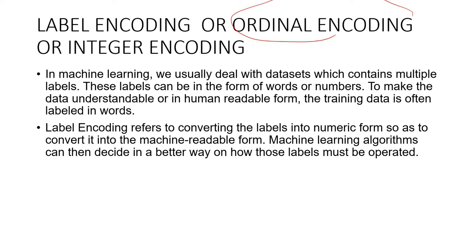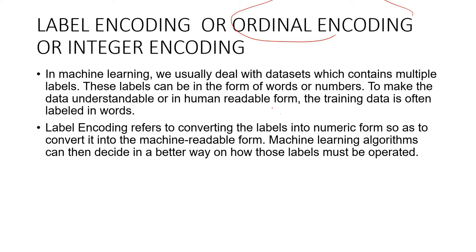In machine learning, we usually deal with data sets which contain multiple labels. These labels can be in the form of words or numbers. To make data understandable or in human readable form, the training data is often labeled in words. Label encoding refers to converting the labels into numeric form so as to convert them into machine readable form. Machine learning algorithms can then decide in a better way how those labels must be operated.